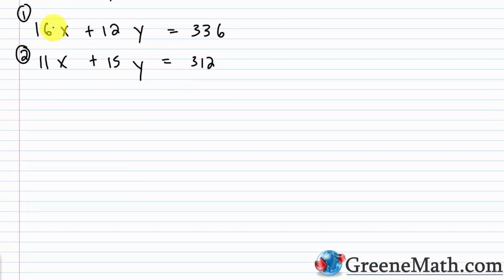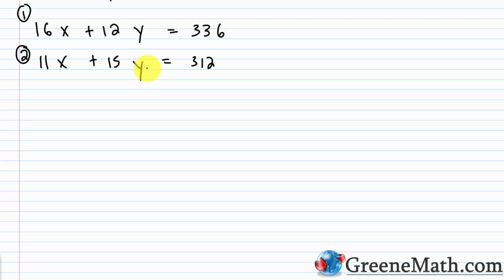This 16 and this 11 here, that's how many we sold. So that's a quantity. The X represents the price per ticket. So if I have the amount sold times the price each, that gives me the total revenue, in this case for child's tickets sold. Then I have 12 and I have 15, and each one is multiplied by Y. So in this case, it's 12 times Y. In this case, it's 15 times Y. That's giving me the revenue for senior tickets sold.